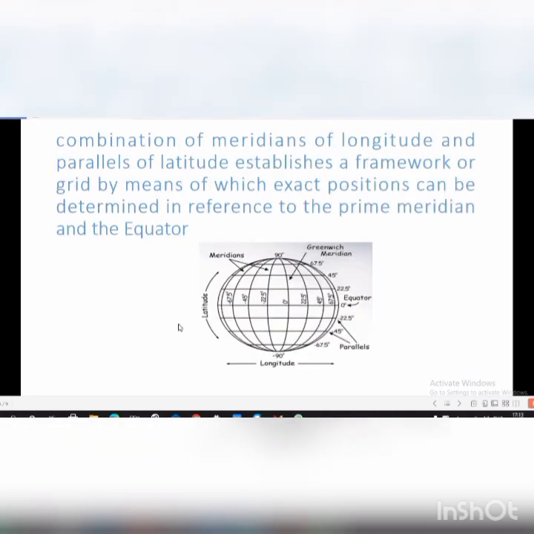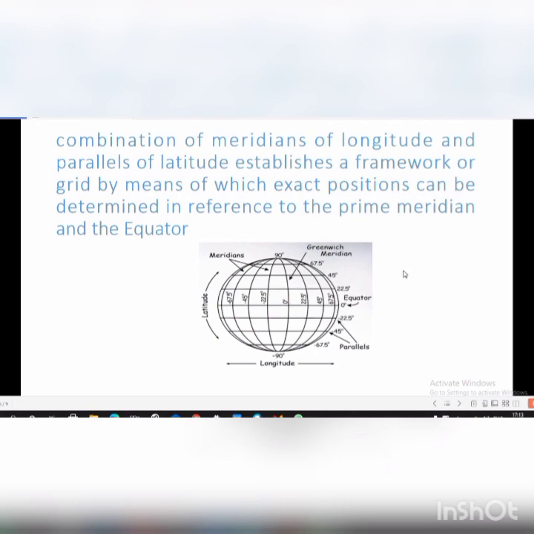Coming to the grid. The combination of meridians of longitude and parallels of latitude establishes a framework or grid by means of which the exact position can be determined, with reference to the prime meridian and the equator. Now look at the grid of the parallels of latitude and meridians of longitude on the globe. You can locate any point on the globe very easily if you know its latitude and longitude.